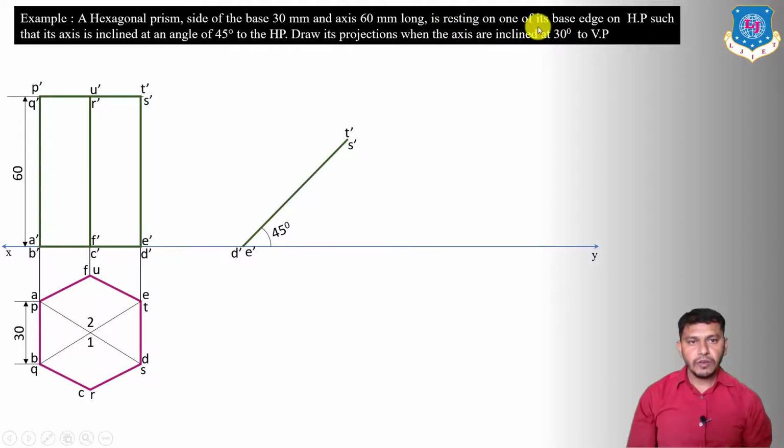Okay, so it is resting on one of its bases on HP. Now you can see that the base edge DE is on the horizontal plane, and the side edges DS and ET are inclined at an angle of 45 degrees. If the side edges DS and ET are inclined at 45 degrees, the axis will also be inclined at 45 degrees, because the side edges are parallel to the axis.